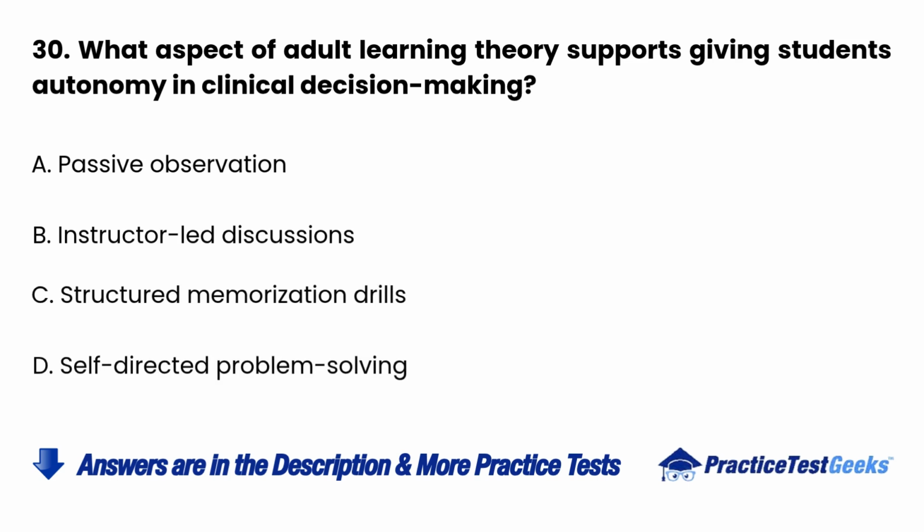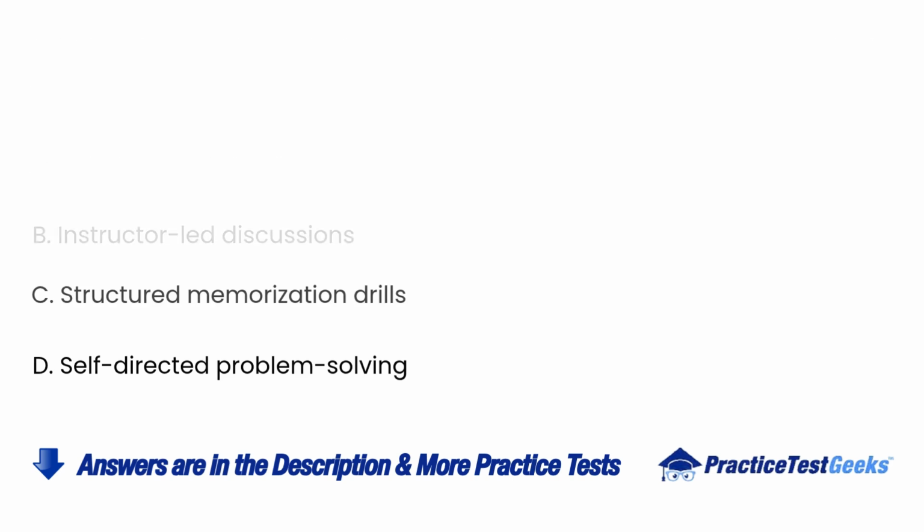30. What aspect of adult learning theory supports giving students autonomy in clinical decision-making? A. Passive observation. B. Instructor-led discussions. C. Self-directed problem-solving. D. Structured memorization drills.